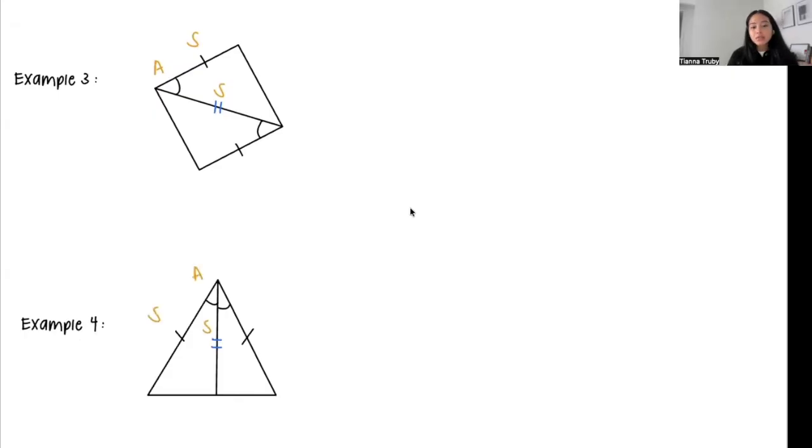But if that didn't come to you immediately, the other thing we should notice is that this larger triangle here is an isosceles triangle, as indicated by these two markings. So we know that the base angles are congruent to each other.